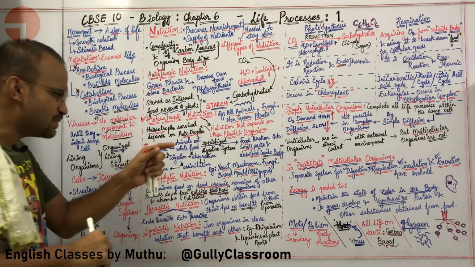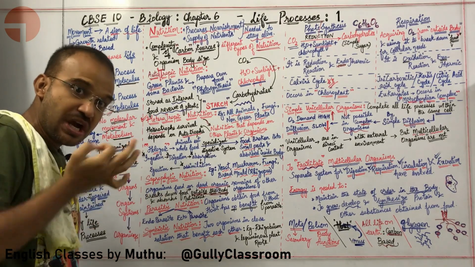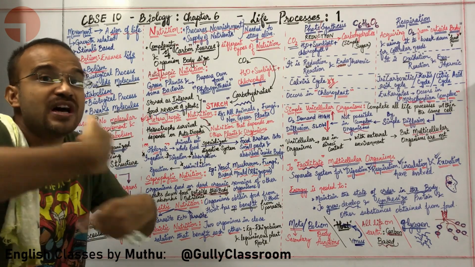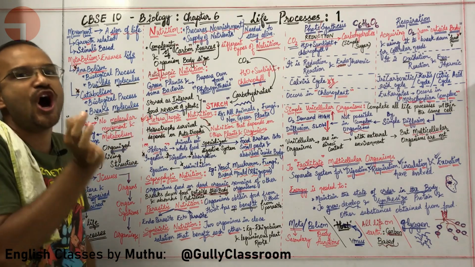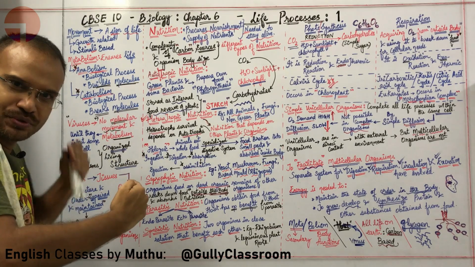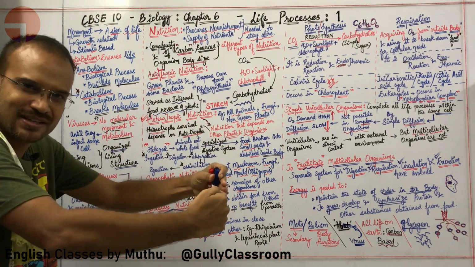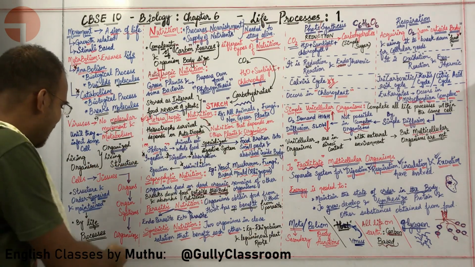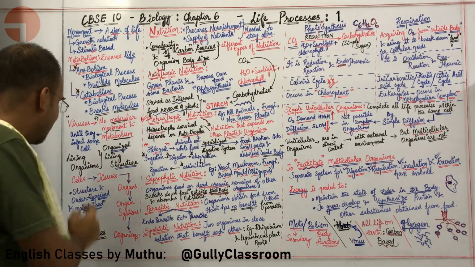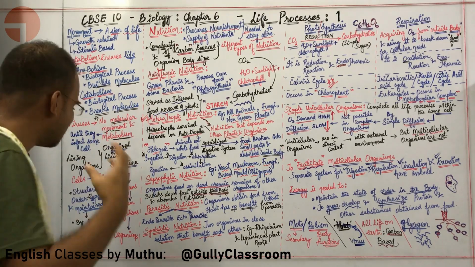Okay. So, cells combine together to form tissues, which combine to form organs, which combine to form organ systems, which combine to form the organism. Let me repeat myself. Cells combine to form tissues, combine to form organs, combine to form organ systems, combine to form the organism, and this is the structure of how living beings are put together.